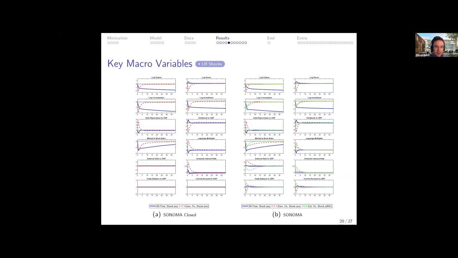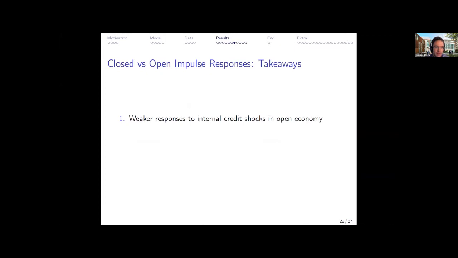All right, so in this figure, we show impulse responses to adverse shocks to productivity, internal credit conditions, and external credit conditions. So I know there's a lot of panels and it's overwhelming. So let me just skip the figure itself and let's just go straight to the key takeaways. So what do we learn from studying the impulse responses? Well, in the open economy setting, we find that responses to internal credit shocks are weaker. And this is because the household is able to borrow from abroad to offset the disruptive impact of the internal credit shock.